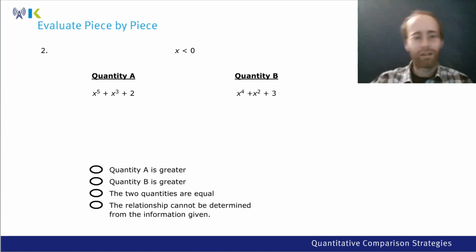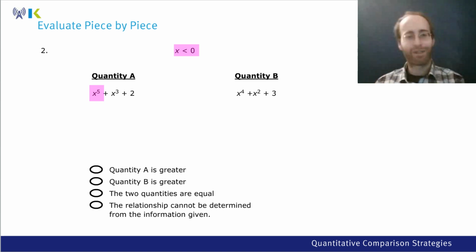So now let's take a look at quantities A and B. We know that X is a negative number, right? This is the only piece of information that we have, and it's got to be an important piece of information. So tell me please in the chat, what do I know about the number X to the 5th power? What must be true about that number?